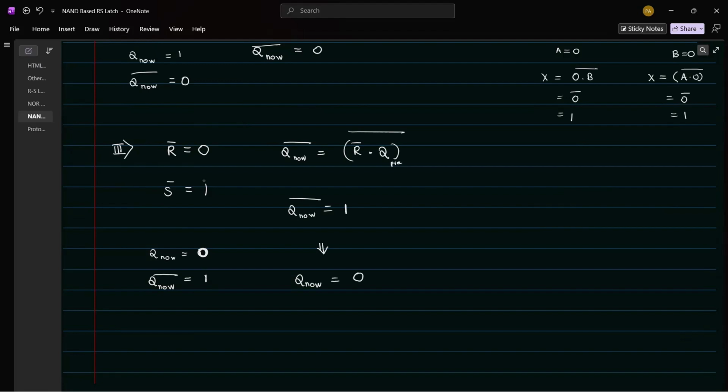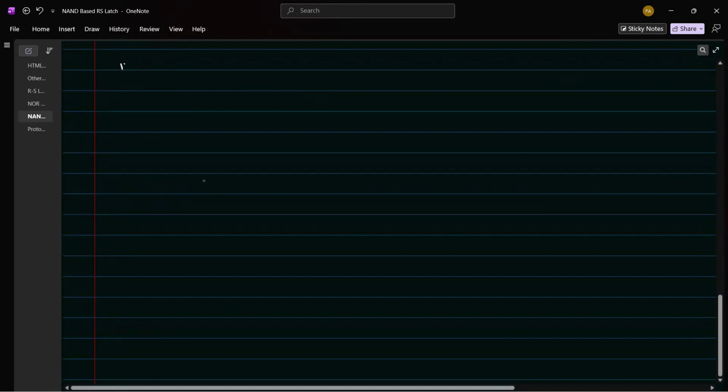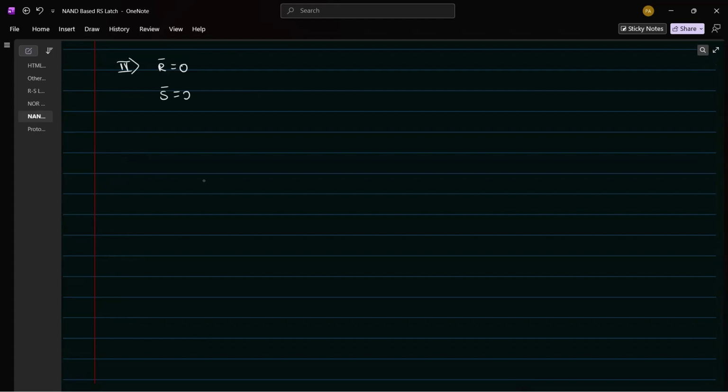Expected outcome is achieved. And for the fourth one, we have R bar is equals to 0, S bar is equals to 0. Now this is a problem because the expected outcome is that it is forbidden. How does that work? Well, we can say Q now is equals to S bar into Q previous bar whole thing bar. And since S bar is equals to 0, Q now will be equals to 1. Based on that, I have to say Q now whole thing bar should be equals to 0.